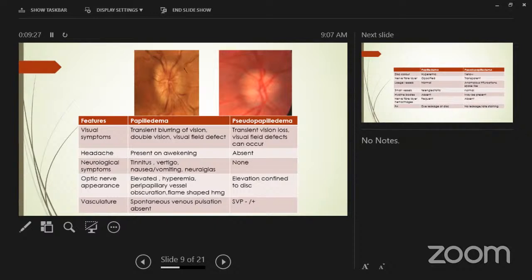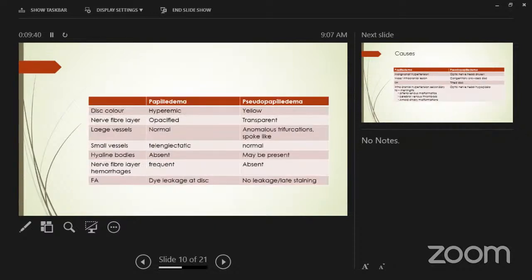In pseudopapilledema, the elevation is confined only to the disc. In papilledema, spontaneous venous pulsation is absent, but it might be present or absent in pseudopapilledema. Then comes disc color. I already described it as hyperemic in papilledema, and in pseudopapilledema it's yellow. The nerve fiber layer is opacified in papilledema and transparent in pseudopapilledema. Large vessels are normal in papilledema, while anomalous trifurcations and spoke-like furcations will be there in pseudopapilledema.